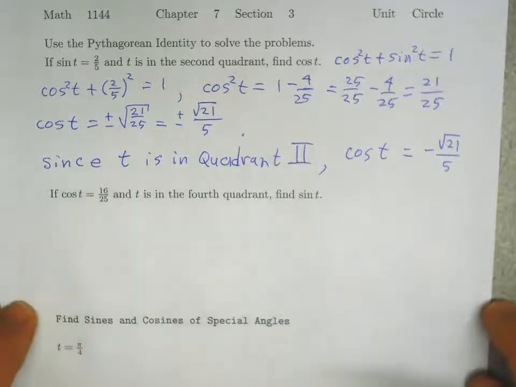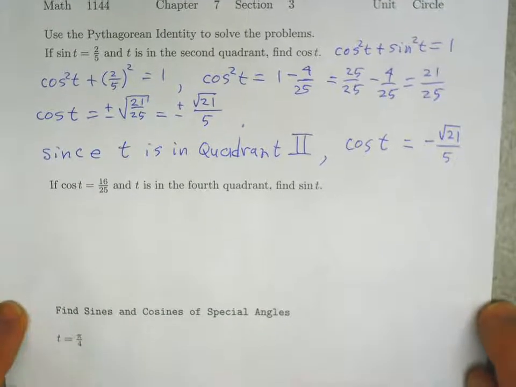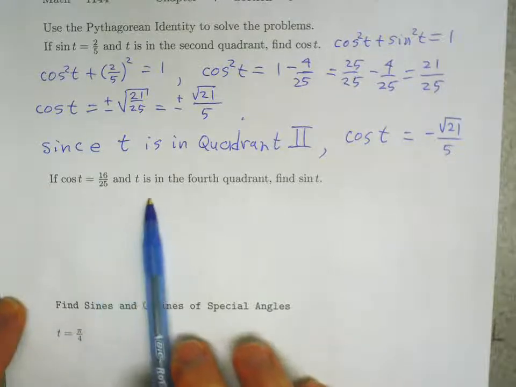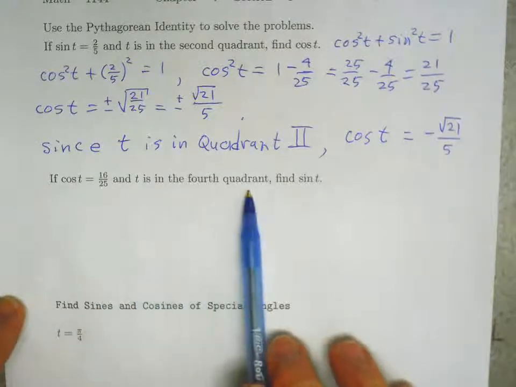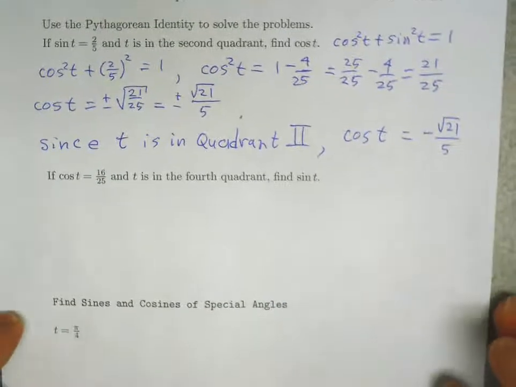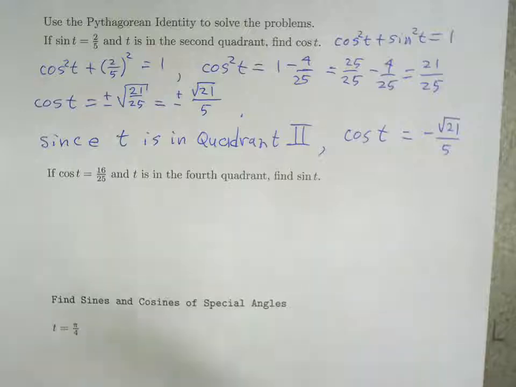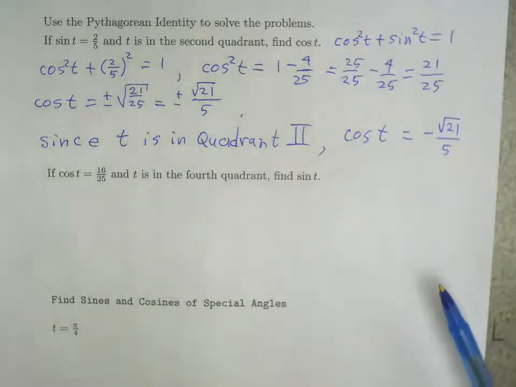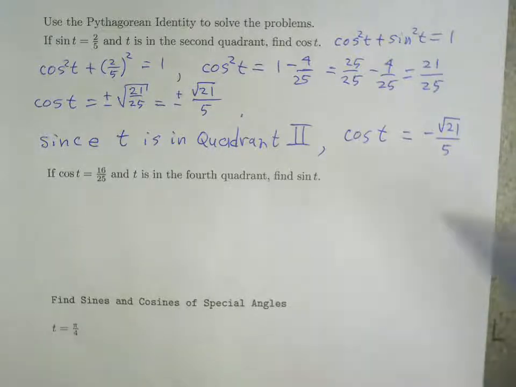We'll do one more like this. If the cosine of t is equal to 16/25 and t is in the fourth quadrant, then find sine of t. Since t is in the fourth quadrant, the lower right quadrant, the y coordinates are negative, so sine of t must be negative.